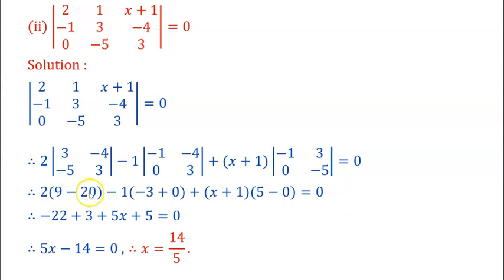9 minus 20, you will get minus 11, minus 11 into 2, minus 22. Next, minus 1 into minus 3, we have plus 3. Next, x plus 1 into this 5, that is 5x plus 5, that's equal to 0. How many x are there? 5x are there. Minus 22 plus 3, you will get minus 19. Minus 19 plus 5, minus 14, and that's equal to 0. Therefore, x is equal to 14 upon 5, and this is the answer.